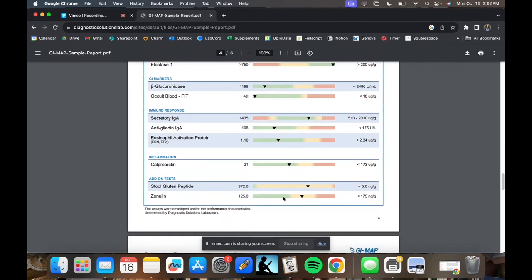gastroenterology for that. These are add-on tests that I don't usually run, but I'll just mention them. Stool gluten peptide. So this is high. This tells us how much gluten probably bothers your gut. I don't know, I never run this one. And then zonulin is a leaky gut marker. But honestly, I don't feel like it's worth it to add this one on, just because we get some other signs of leaky gut in other parts of the stool test.